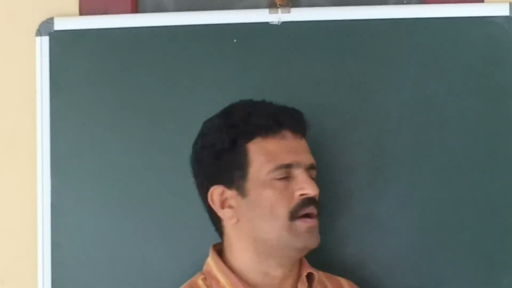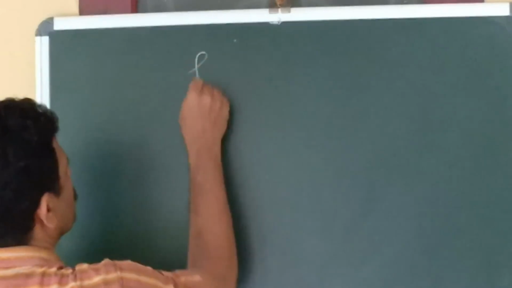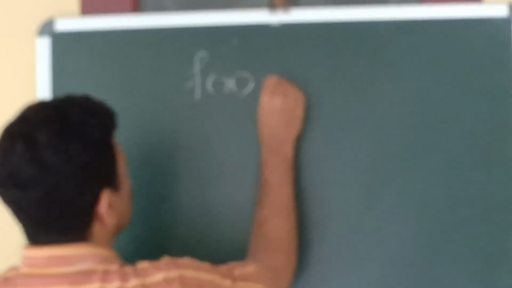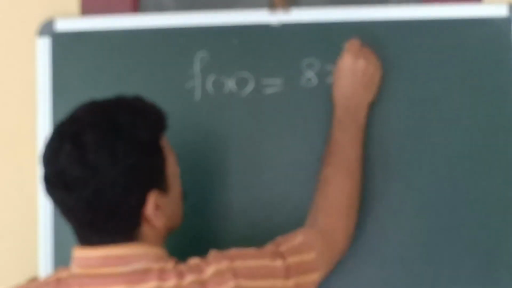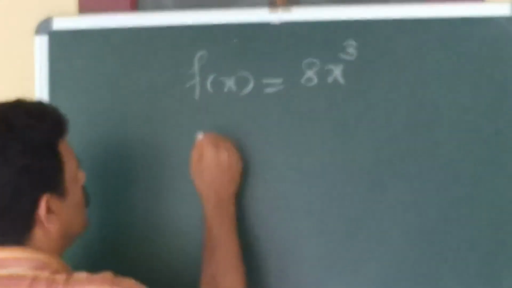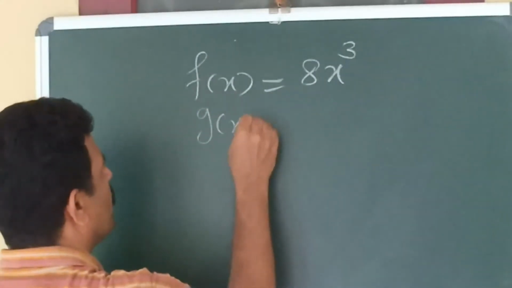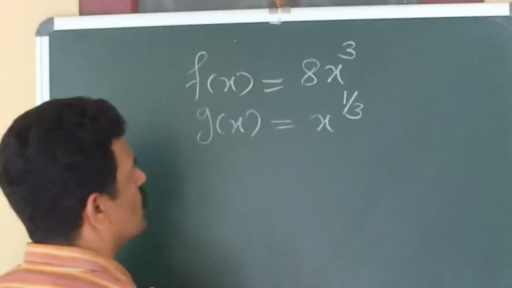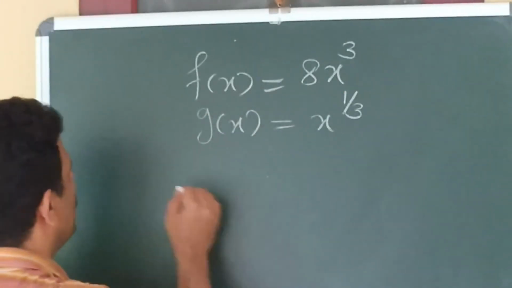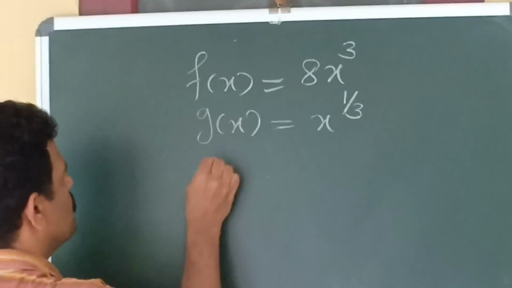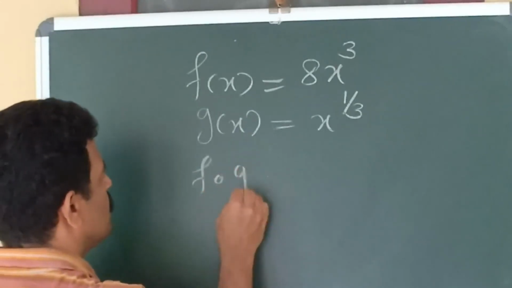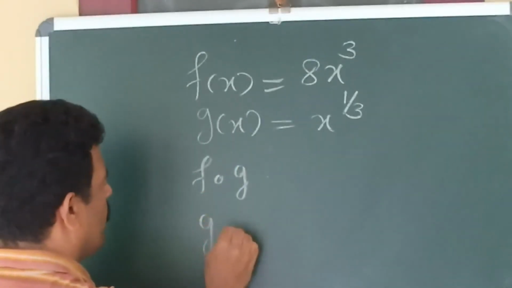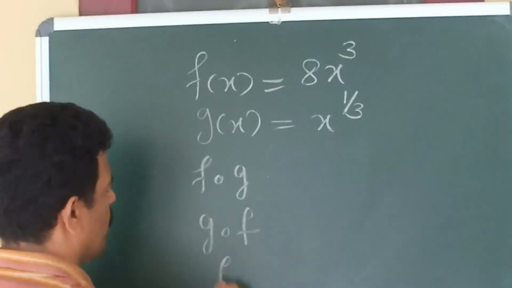Let us take an example. f of x equal to 8x cube. It is from R to R. There is another function, that is g of x, that is defined by x raised to 1 by 3. That is also a real function. Our aim is to determine f dot g, g dot f, and f dot f.